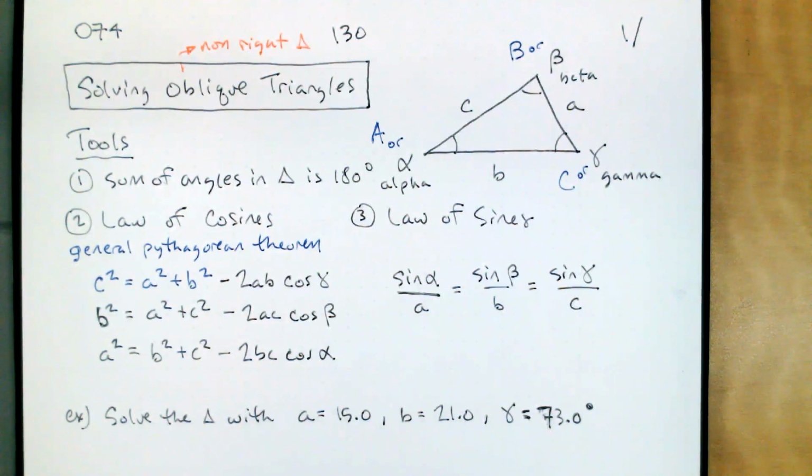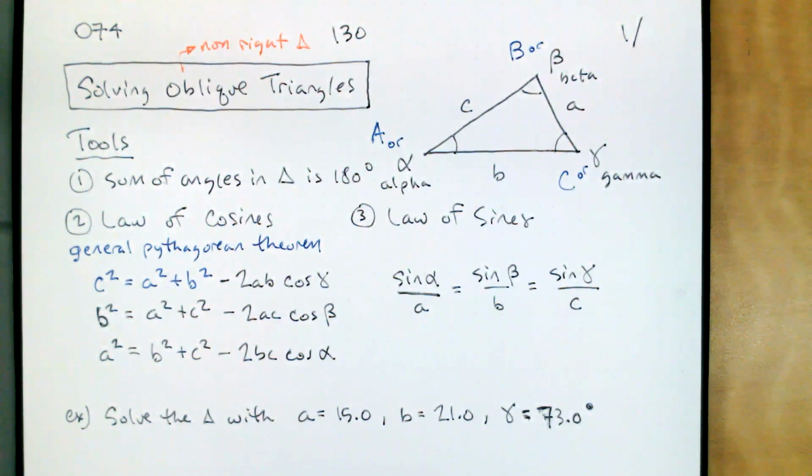Rather than try to teach you to identify case and associate case with law, I just wanted to say that the way to decide which law to use first is whichever law you can use first. So here's some given information. A is going to be 15, B is 21, and gamma is 73 degrees. Take a moment and decide which case, which law is the only one that we could put this information into. Go ahead and pause the video. And when you come back, we'll talk about the answer.